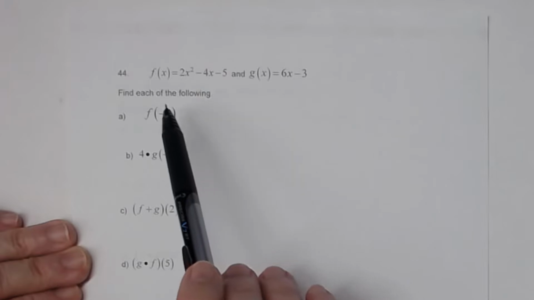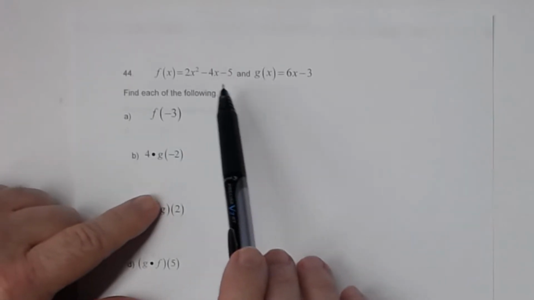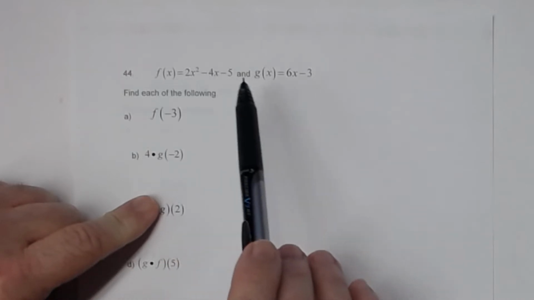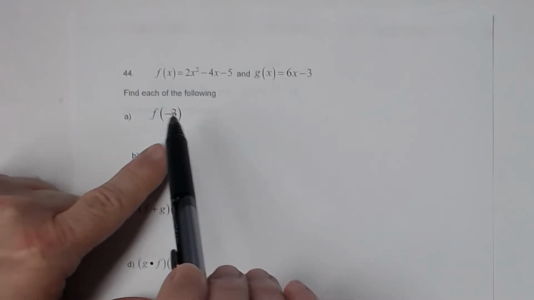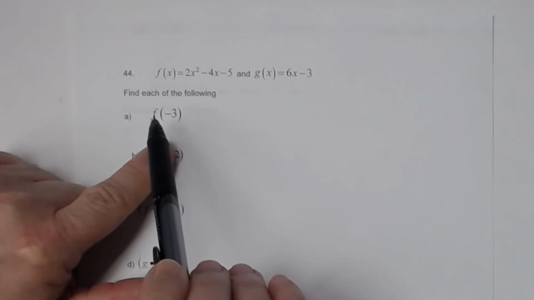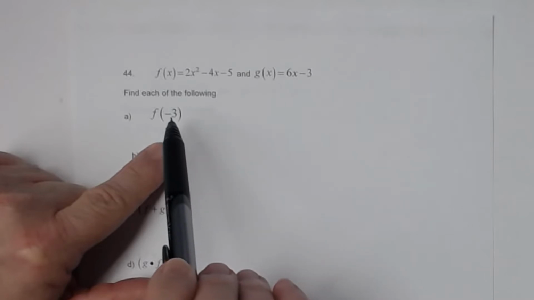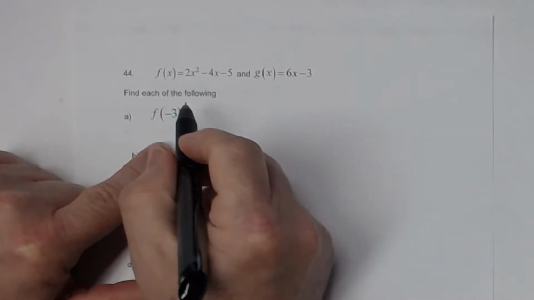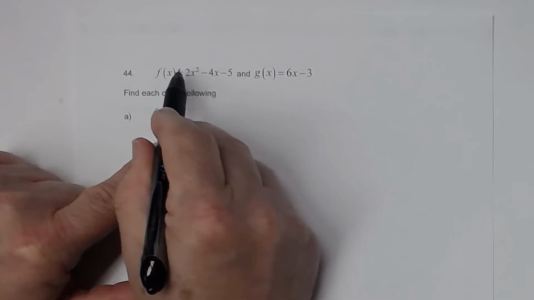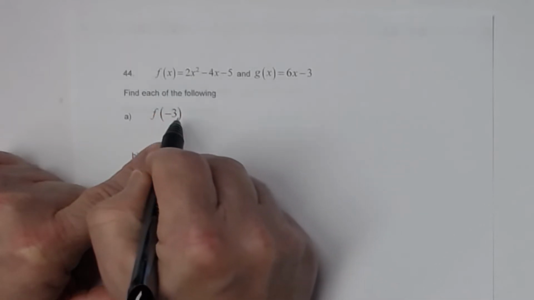And in letter A, you want to find f of negative 3. So remember, you have two different functions here. You have f of x and g of x, and this is asking you to find f of negative 3. So to evaluate the function f, which is this function here, when x is negative 3, remember what that means. That means you go to your function f of x, and wherever you see the variable, you substitute negative 3.